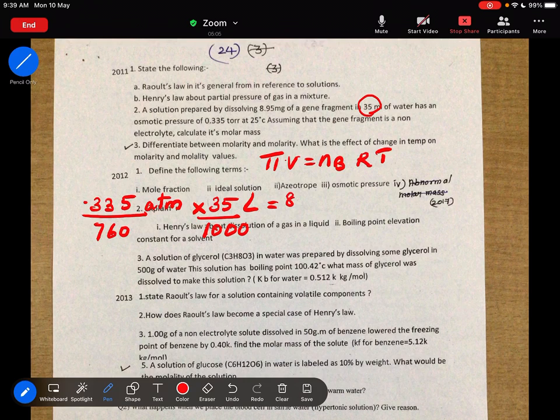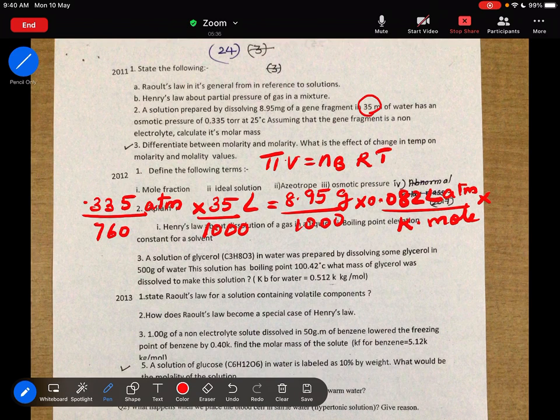So 8.95 upon 1000 grams into R value. Now you can take in liter atmosphere, that is 0.082 liter atmosphere per Kelvin per mole, into temperature. Temperature is given in degrees Celsius. So 25 degrees Celsius means 298 Kelvin.